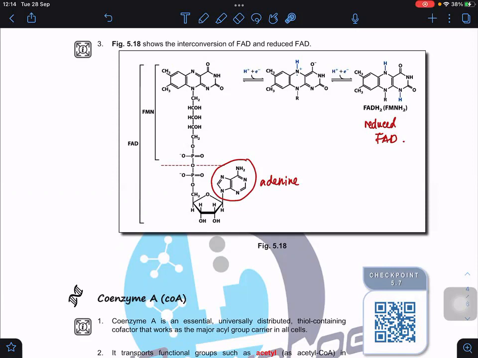So far, okay or not, guys? So what you need to know for coenzymes is just the role. Structure, no need. This is just for your information only.